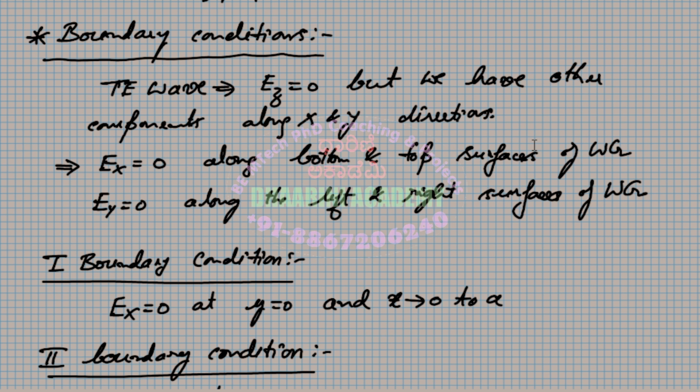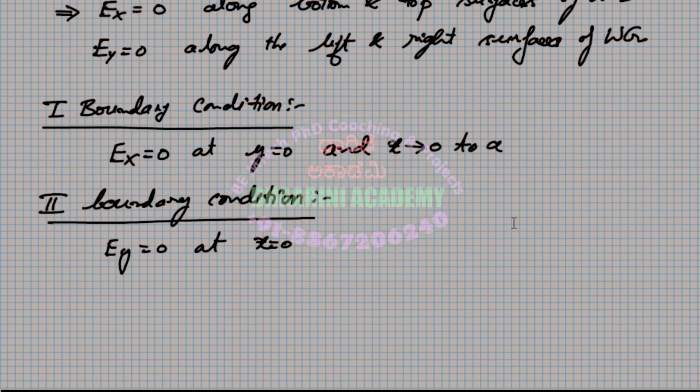But other components can exist along the x and y direction. Okay, but at the boundary, some of those other components like maybe Ex, Ey, Hx, Hy, etc., which exist, right, they may become 0, right? So whichever becomes 0, I'll write that as a boundary condition. So we have the following boundary conditions.